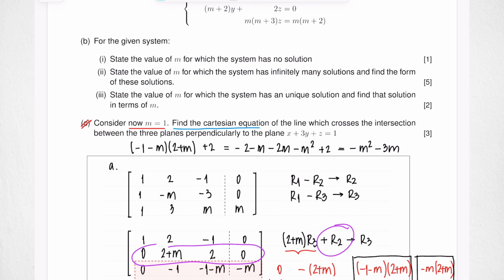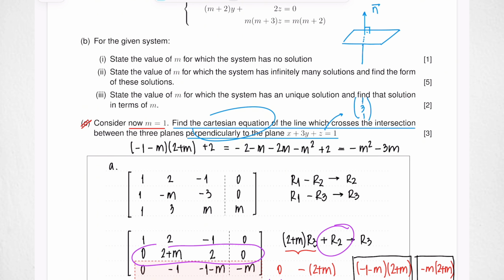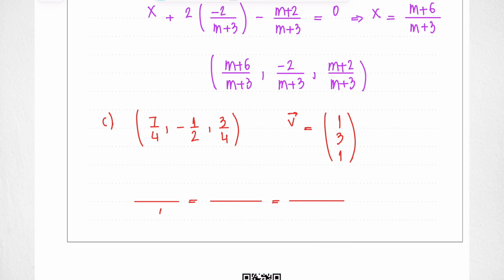Now we need to find the Cartesian equation of the line which crosses the intersection, meaning that point, perpendicularly to this plane right here. So you have the plane and the line crosses it perpendicularly, meaning that the direction vector of this line is the same as the normal vector of this plane, meaning (1, 3, 1). Given that we're talking about the Cartesian equation, we're going to have (1, 3, 1) as the direction vector, x minus the x-coordinate of the point, y minus the y-coordinate of the point, and z minus the z-coordinate of that same point. And there you go.